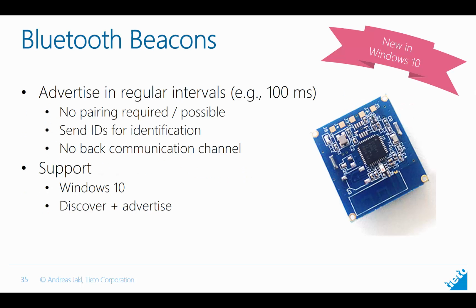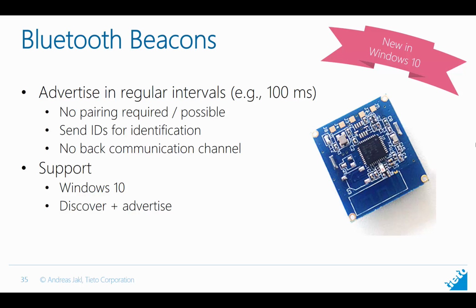However, what Windows Phone 8.1 didn't support was Bluetooth beacons. So what's a Bluetooth beacon? For example, an iBeacon. A Bluetooth beacon is essentially just a small microcontroller, a Bluetooth antenna, and a battery. And it's really simple and usually quite stupid thing. It just advertises a message in regular intervals. For example, every 100 milliseconds, it sends out a message via Bluetooth Smart.